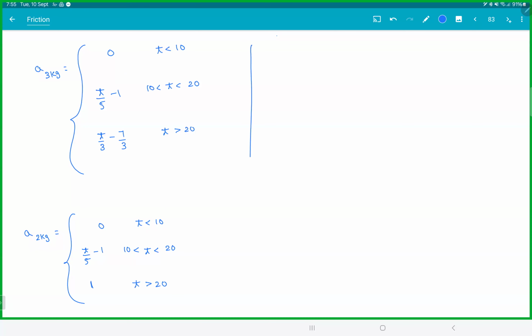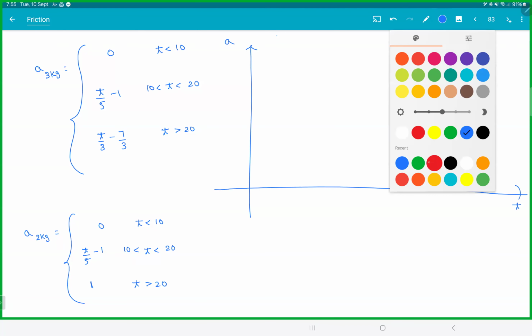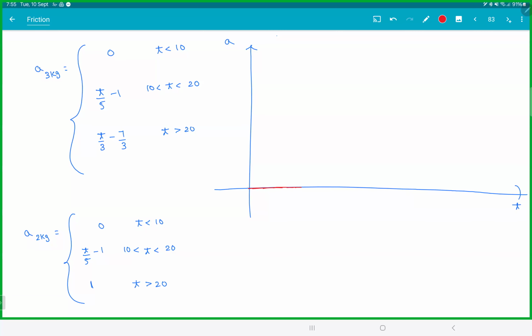Now see the graph. When you plot the A-T graph, first we'll draw for the 2 kg block. I'll use a red line. So it is touching 0 till 10 seconds. Then see what happens. If I put T equal to 10 here, what do I get? 10 by 5 minus 1 is 1 meter per second squared. Meaning the value is not starting from 0. It jumps. There is a discontinuity. You're getting it? Because the friction value suddenly changed, the block will suddenly accelerate. There's a jump. Look at here. When T is equal to 10, you got 0. T is equal to 10, you're getting 1.